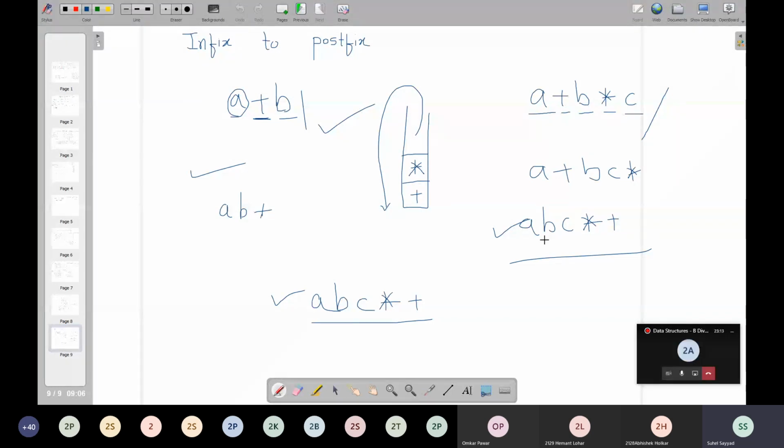Then next we take c. This c is an operand, so we output it in the output string. And as the expression is finished, now we pop all the symbols from our stack. First multiplication will be popped and then plus will be popped. This much we had already discussed in the last lecture. This was a quick revision for you. Now let us see the other rules related to this algorithm.